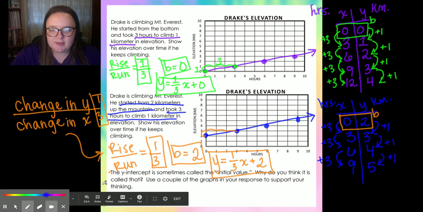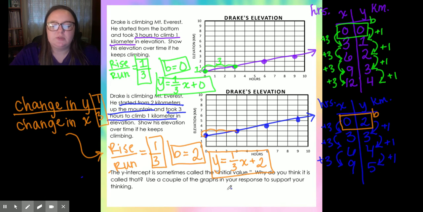It says, the y-intercept is sometimes called the initial value. Why do you think it is called that? Use a couple of graphs in your response to support your thinking. So it's saying that the y-intercept, so this point right here where it intercepts the y, is sometimes called the initial value. Well, why is it initial? What's special there? What did we do there?